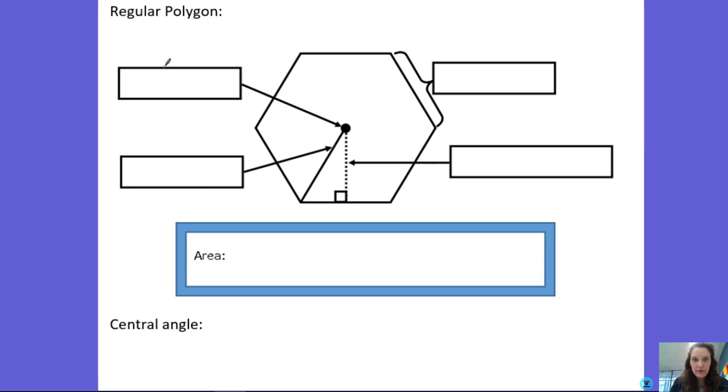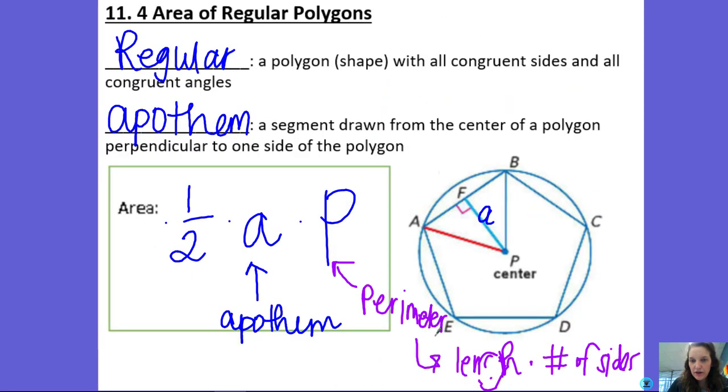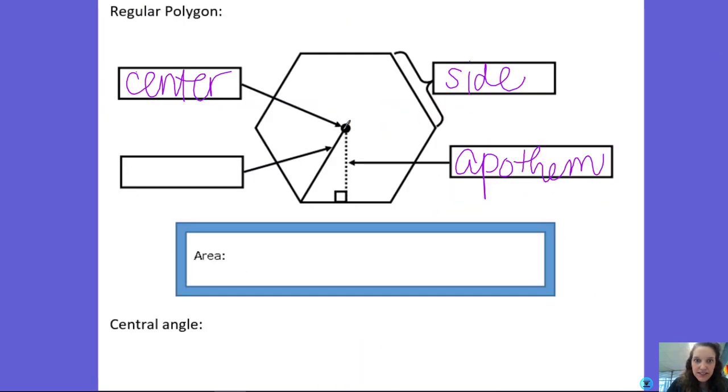Alright, so the different parts of a regular polygon: this is the center, this is a side. We just learned that the distance from the center to the side, which makes a right angle, is called the apothem. Earlier we had this polygon inscribed in a circle. What do we call this distance from the center of the circle to the edge of the circle? That's called the radius of that circle. So the distance from the center of your polygon to each vertex is called the radius. And we know the area is 1/2 apothem times perimeter.